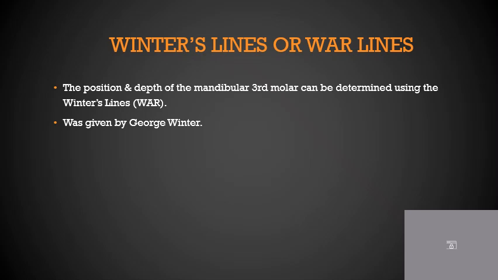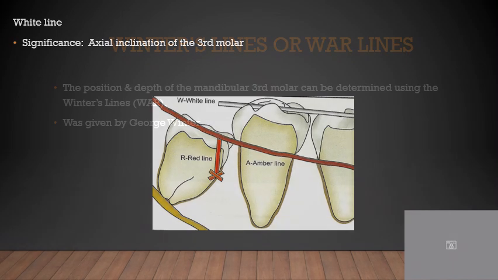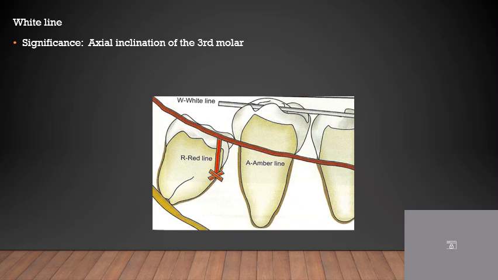So coming to the determination, how do you appreciate the tooth in X-ray? Winter's lines, or war lines, were postulated by Winter to understand the positioning of the impacted tooth with respect to the norm. The position and depth of the mandibular third molar can be determined using Winter's lines. It was given by George Winter, who divided the war lines into three different categories.